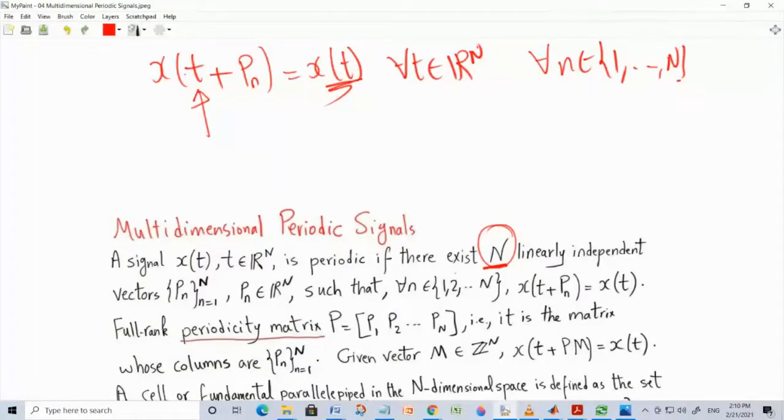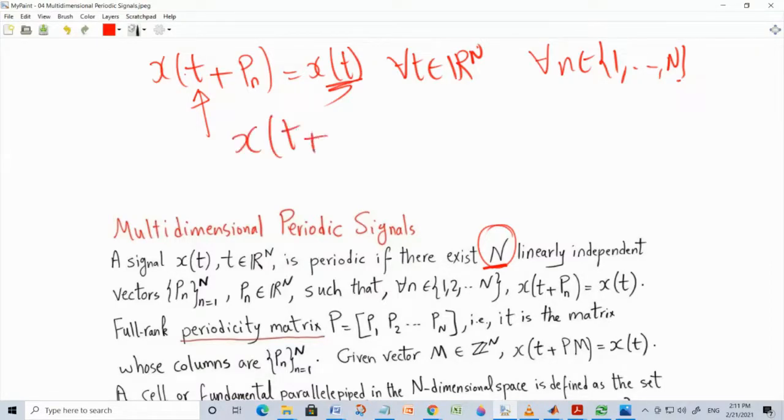Okay. So now things are a bit more complicated. In one dimension, x of t plus delta is equal to x of t for every t in R. Now, if you want periodicity in n dimensions, you need to find basically those vectors, right? And so what can we infer if this is true for every t and for every n?